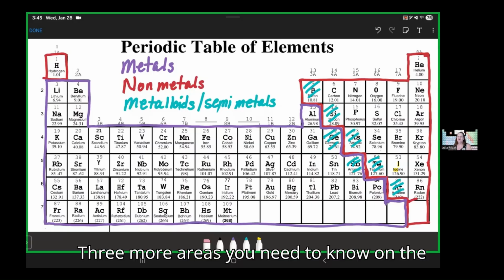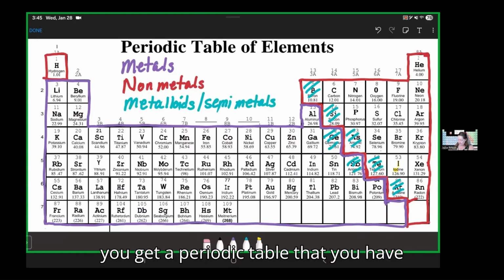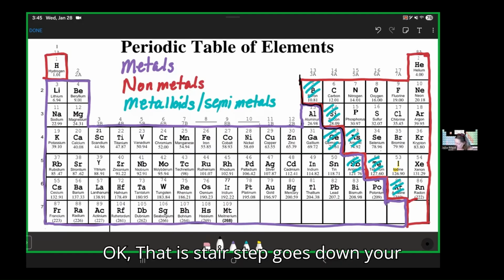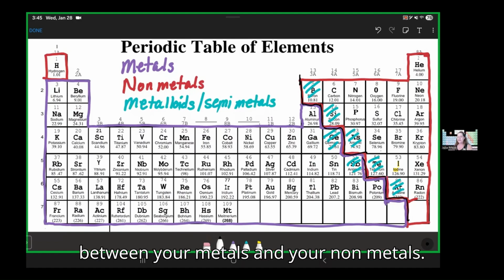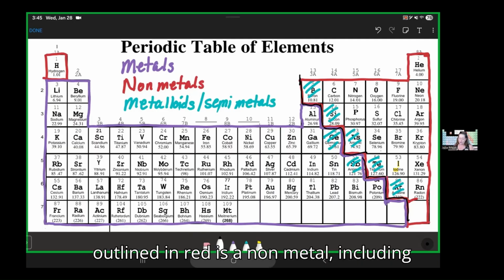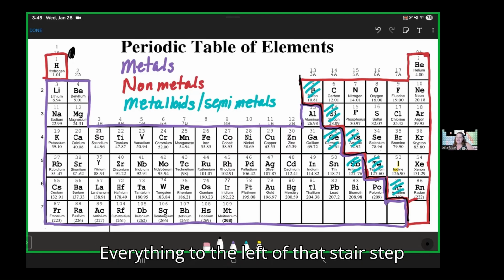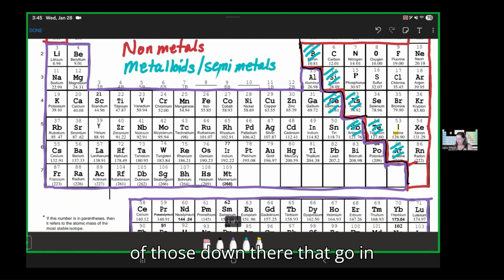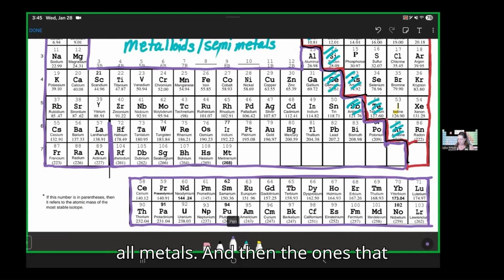3 more areas you need to know on the periodic table. You will notice some of you get a periodic table that has this stair step right here. That stair step goes down your periodic table. That's the split between your metals and your nonmetals. Everything on the right-hand side of that, outlined in red, is a nonmetal, including hydrogen. Hydrogen is also a nonmetal. Everything to the left of that stair step, except hydrogen, is a metal, including all of those down there that go in the middle right here. Those are all metals.